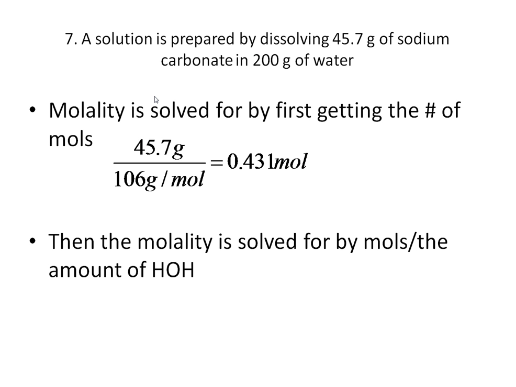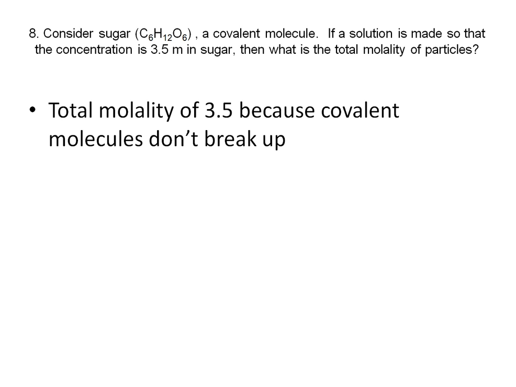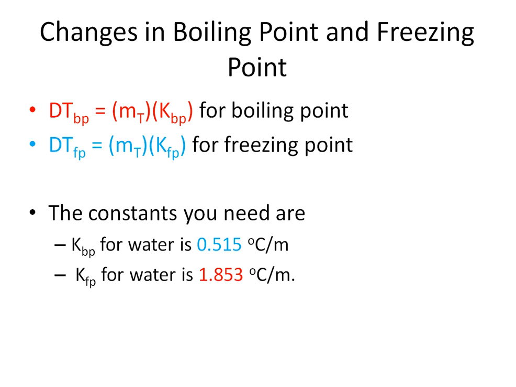So the molality is first solved by getting the number of moles, so it's 45.7 divided by 106. It gives you 0.43 moles. And then the molality is solved for by 0.431 divided by the weight of the water, which is 0.2 kilograms, so you get a molality of 2.16. So remember, this is sugar, and sugar is covalent, so it will not break up, so the molality will stay at 3.5.